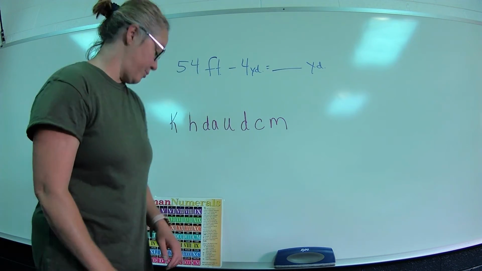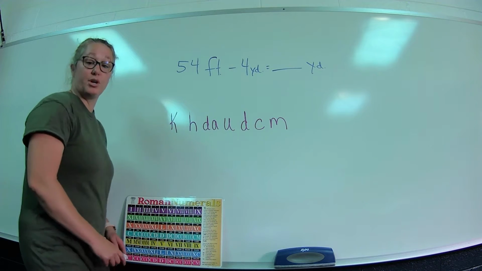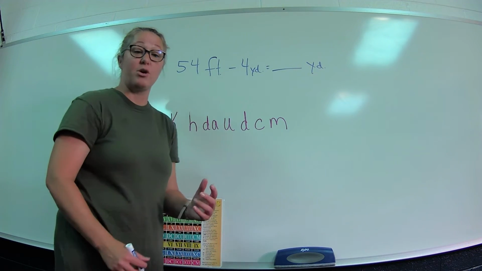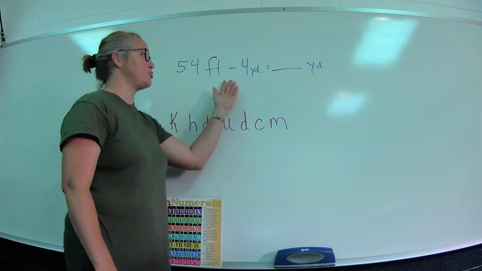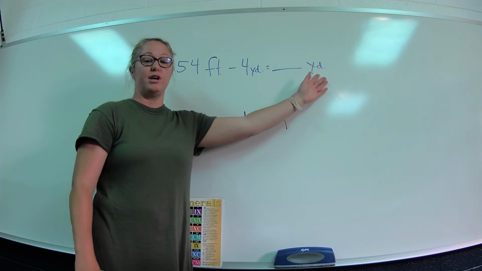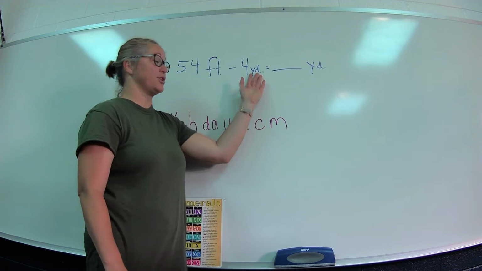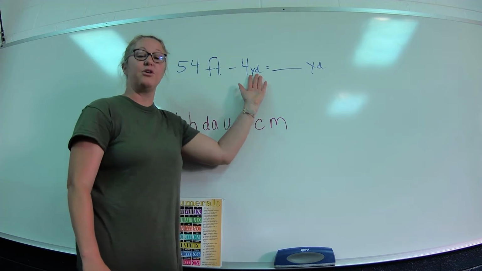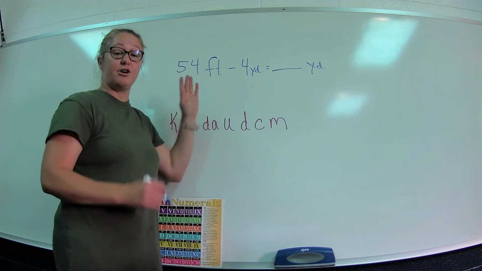All right, let's do a quick review on the problem that we left on the board. We left a measurement equation. We had 54 feet subtract 4 yards equals yards. Remember, the 4 yards is already in the measurement that we're going to, but we need to convert the feet over to yards.